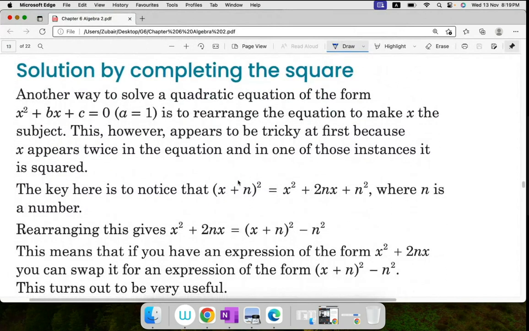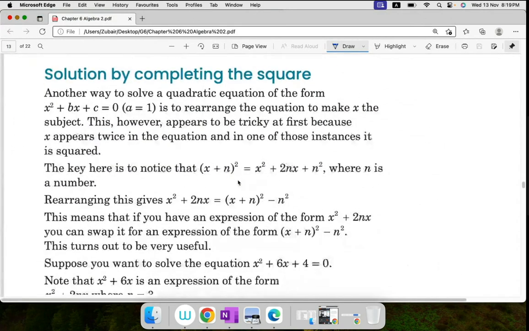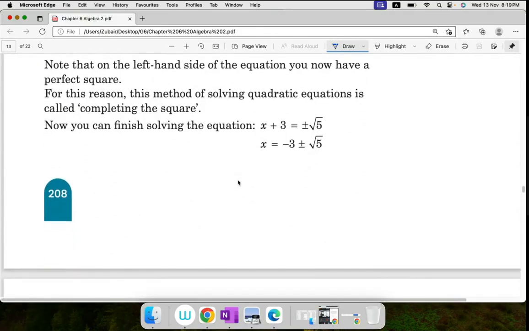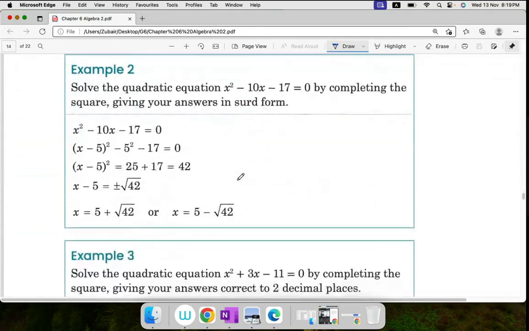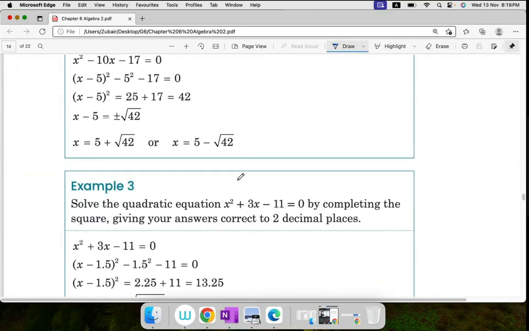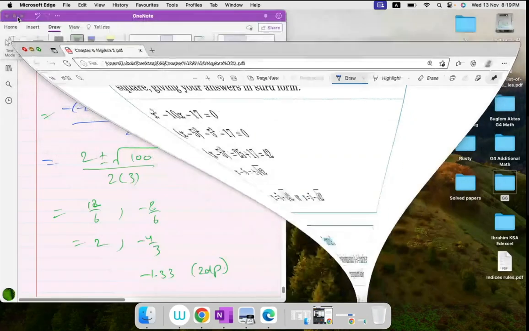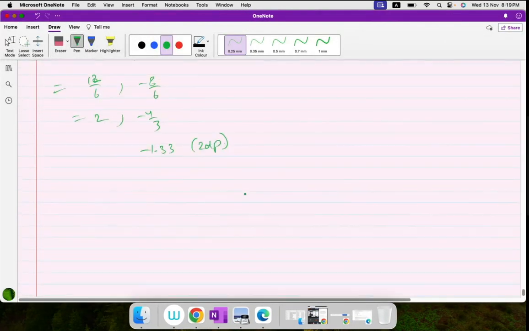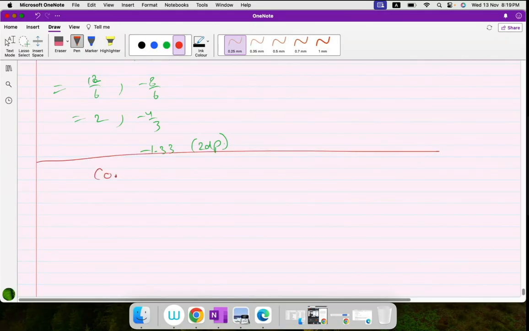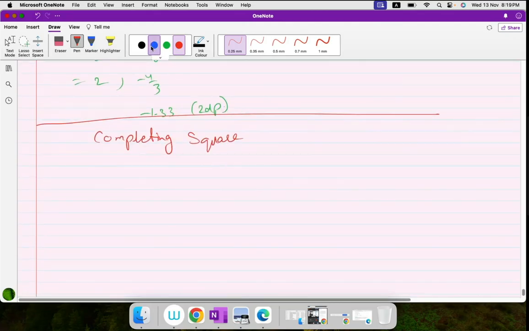Solution by completing the square. So, the completing square method. Okay, let's have some practice questions. Examples. Completing the square is actually the reverse of this.